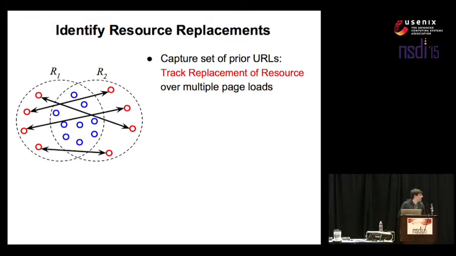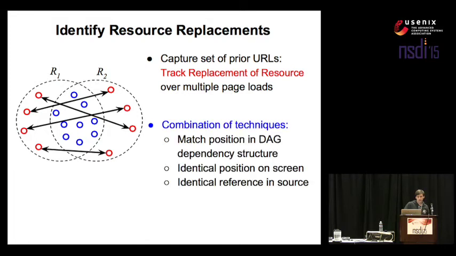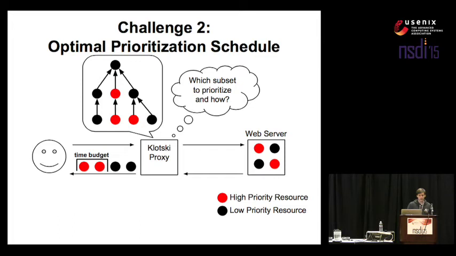And we have a couple of ways to do this. We either match the position of the 2 resources in the dependency tree structure, or we match on where the resource shows up on the screen, or, if the contents on the screen shift between page loads, where the resource shows up in the source code. So now that we have our dependency structure, which is invariant over time and can be used for future loads, we have to figure out what resources in this subset we actually want to prioritize.